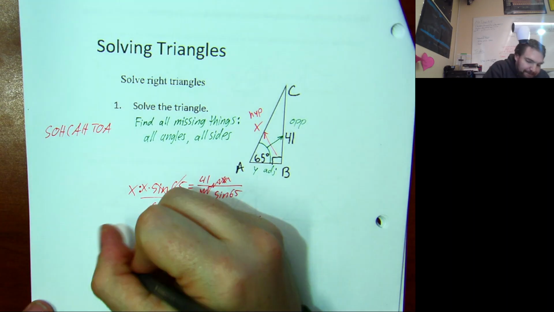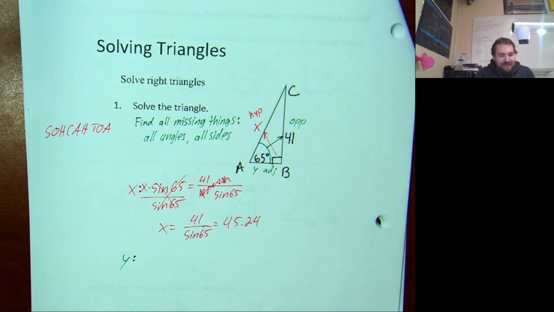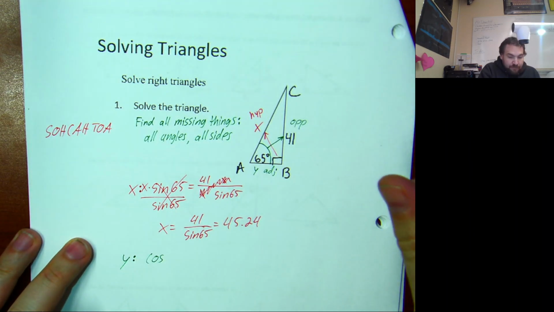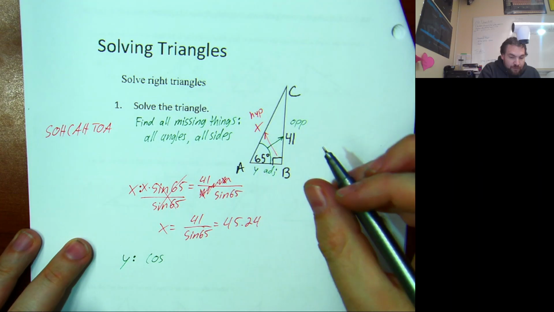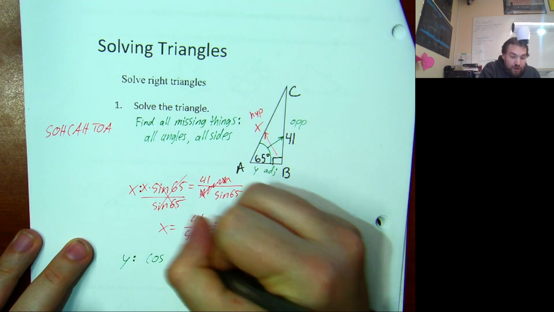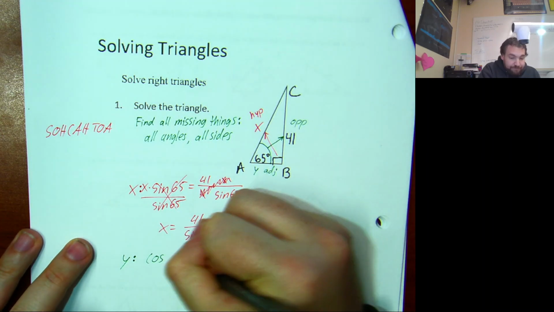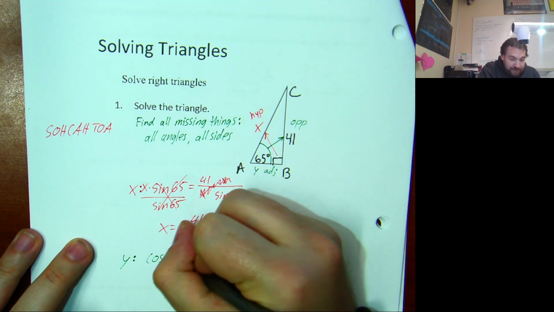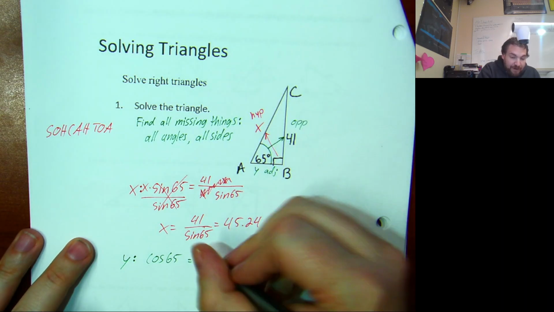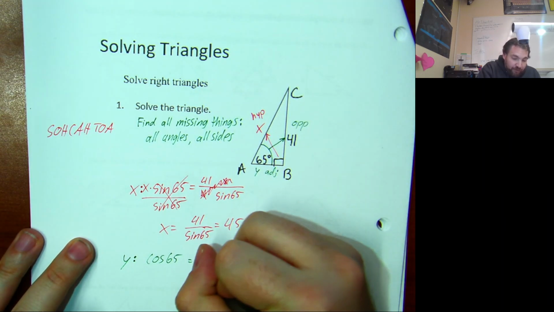So let's find y. Someone give me one way we could find y. Someone suggested cos. Okay, what is the equation for cosine? Cos of what? Keep going, Acom. Cos 65 equals y over the hypotenuse, which we found to be 45.24.